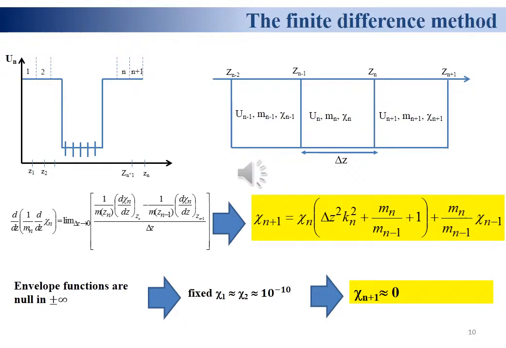In this method, we consider a structure as a succession of n plus 1 layers of delta z thickness in which the mass and the potential are constant. Instead of choosing a mathematical form for the wave function, we assume it's constant in each region. Then we calculate the function psi n plus 1 to determine the eigenenergies. Those eigenenergies are the confined levels of our layer.